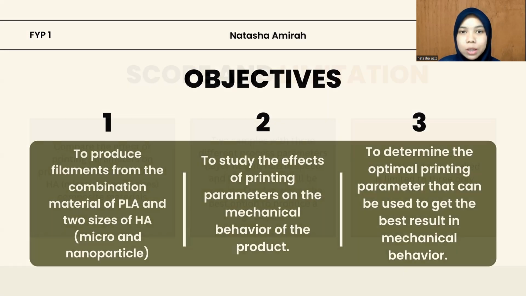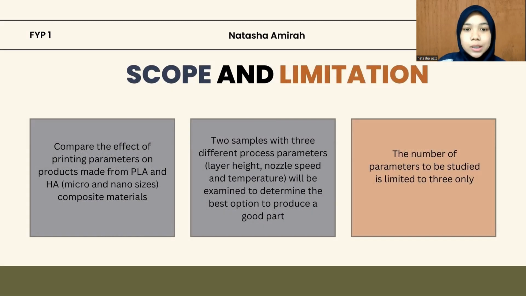This study is conducted to compare the effect of printing parameters on products made from PLA and HA, micro and nano size composite materials. There are 2 samples with 3 different process parameters, which are layer height, nozzle speed, and temperature, that will be examined to determine the best option to produce a good part.